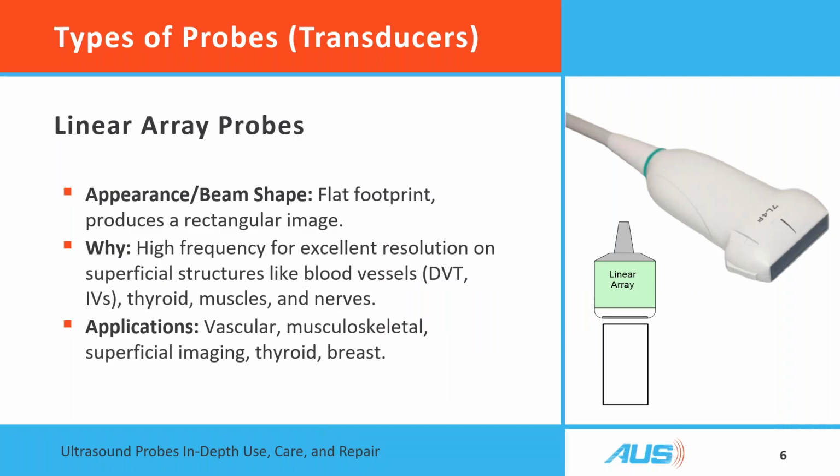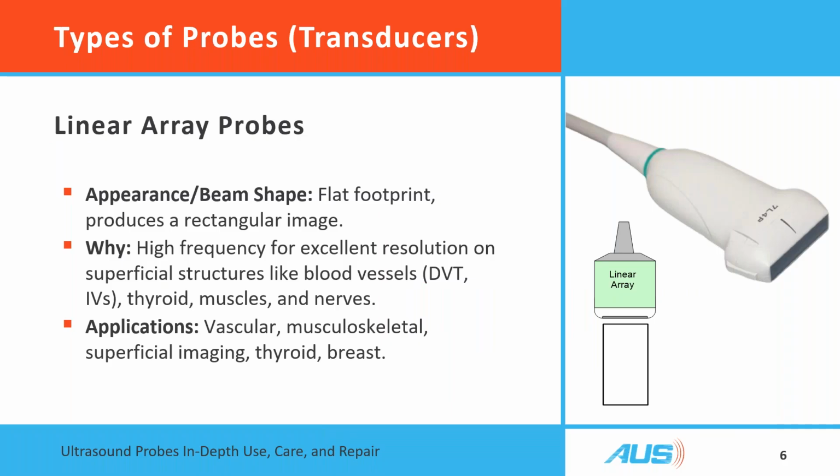Even though the shape of the image may change as you zoom in or go deeper, the actual rectangle shape may change, but it's still representing the width of the probe. So please keep that in mind as you're looking at your monitor. The linear probe uses high frequency for excellent resolution. It's also used for superficial structures like blood vessels, thyroid, musculoskeletal, breast imaging, testicular, so some of that's called small parts.